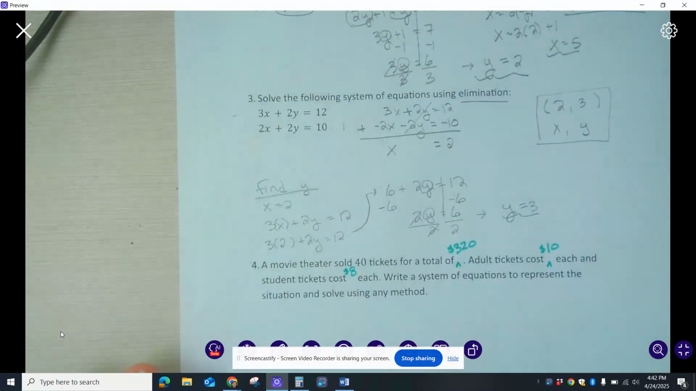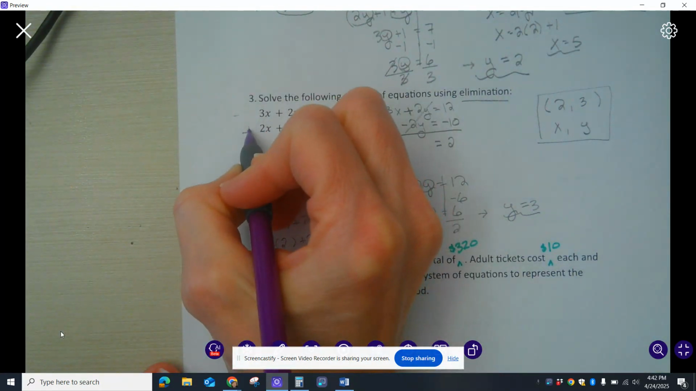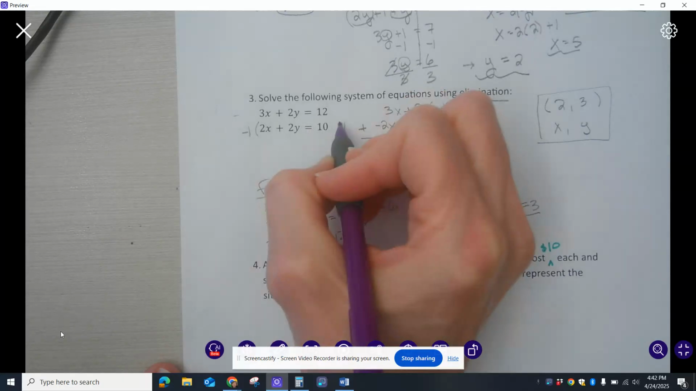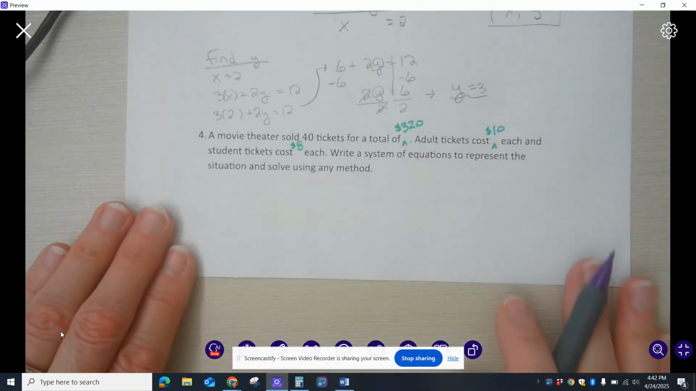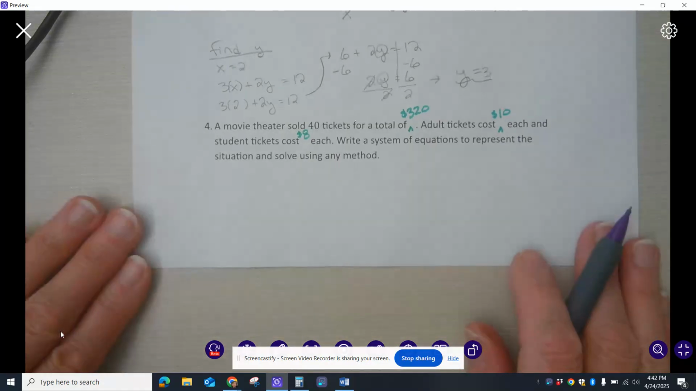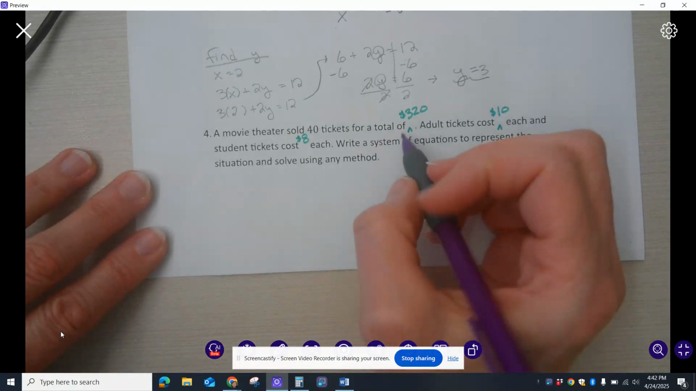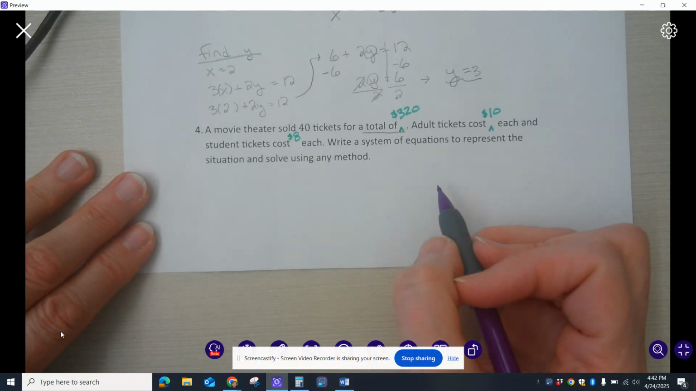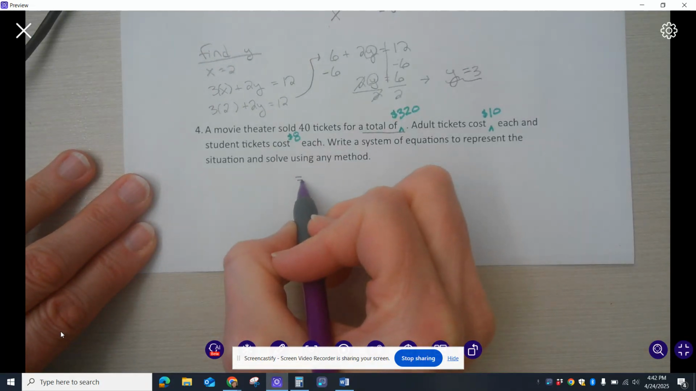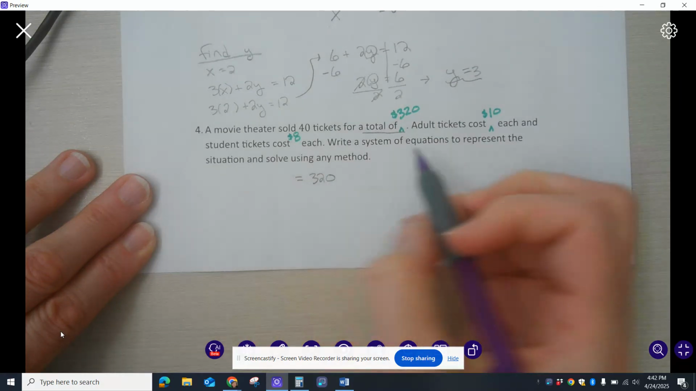I chose to just change one of the equations by multiplying by that -1. Okay, we did some word problems in Chapter 5. This says a movie theater sold tickets for a total of $3.20. Okay, $3.20, that looks like a total, so I think somewhere I'm going to have a $3.20.